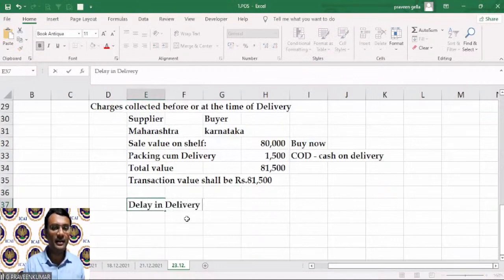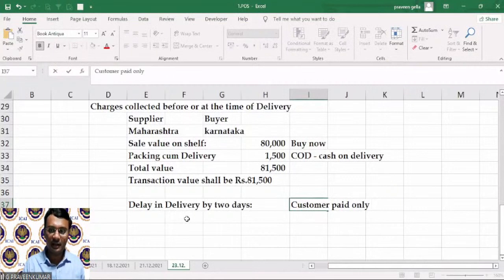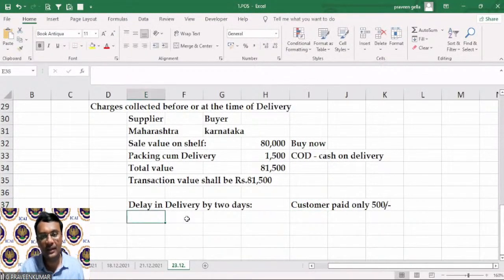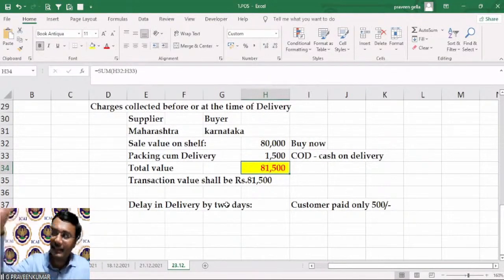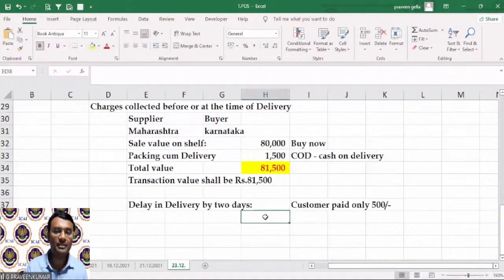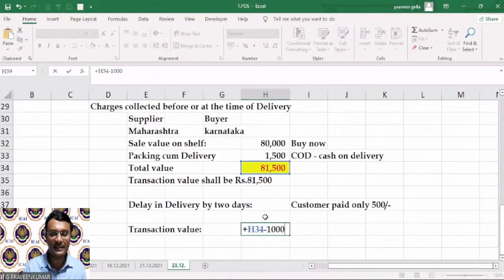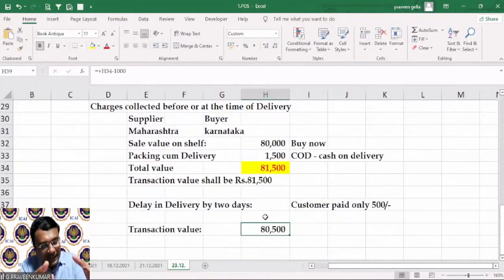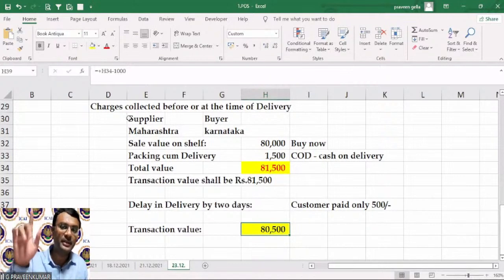Now, I'll slightly alter this question this way. Delay in delivery by 2 days. Customer paid only 500 rupees. Now, what happens here? You have said that 81,500 is going to be my transaction value. On COD, the promise was that it will be delivered in 7 days, but it got delivered on the 9th day. My COD of 1,500 has come down to 500. So my transaction value will be 81,500 minus 1,000 rupees for LD, that is liquidated damages. The consideration I have received, I don't have anything in kind. Actually, I have received 80,500, so that will be my transaction value. Though I have communicated to the customer, sir, 500 for your packing, 1,000 rupees for delivery.